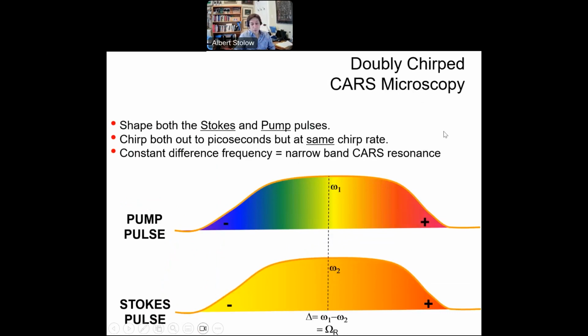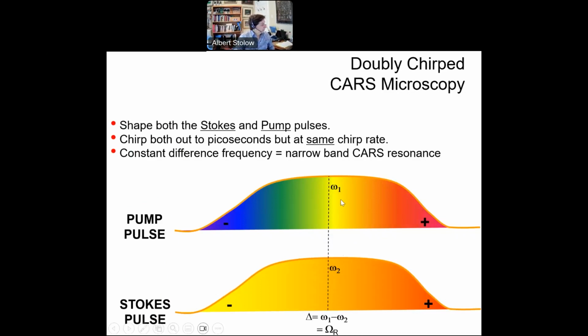Well, if chirping works once, why don't we do it twice? What if I chirp both laser pulses? But I'm going to do so in a very special way. Let's take the center frequency here of, remember the two colors, green and yellow? Let's take one of them. I'm going to say the center frequency is omega 1, and this one is center frequency omega 2. I'm going to chirp them both. I'm going to stretch them both out as a function of time.